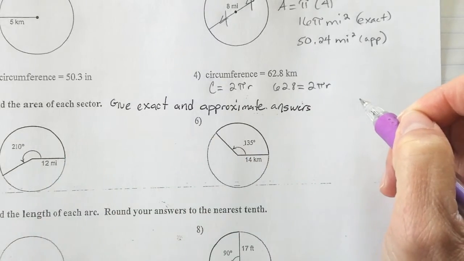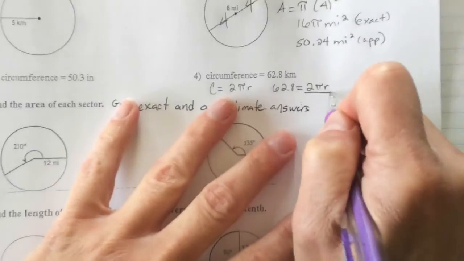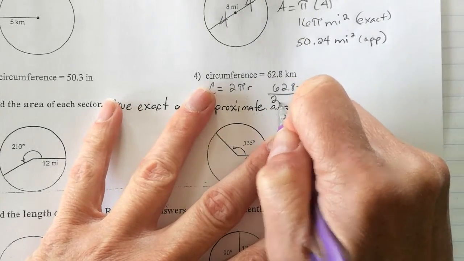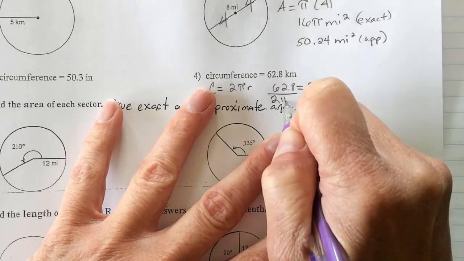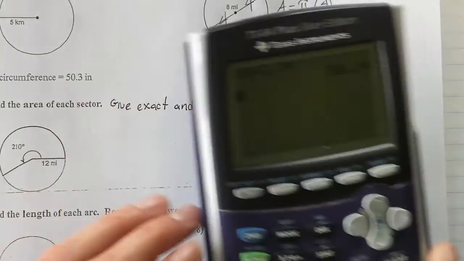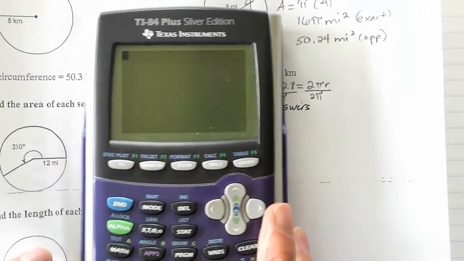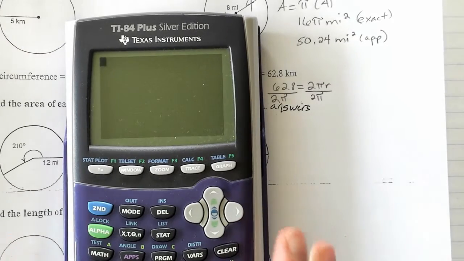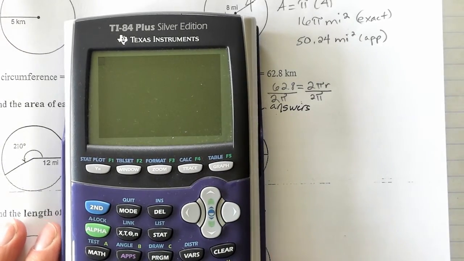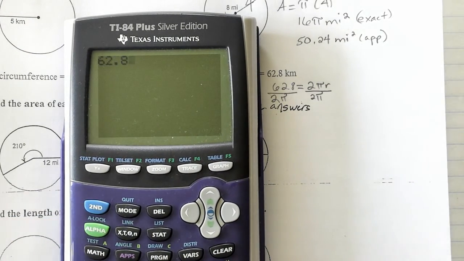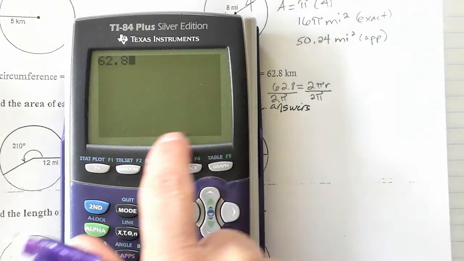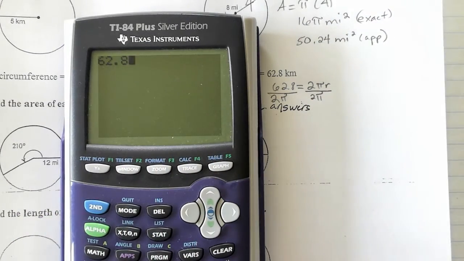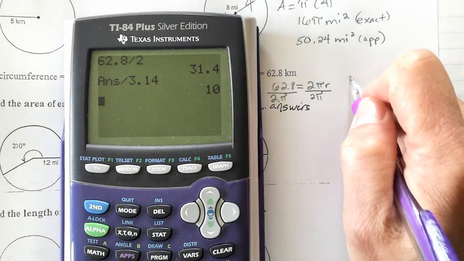And I'm actually going to do this one just in decimal form or approximate form. So I'm going to divide both sides by 2 and both sides by pi. And I'm going to put my calculator screen right in front. I don't want to block quite everything in your view. So we're going to take 62.8, our circumference. Remember, that's the walking distance around the edge of the circle. And we're going to divide that by 2. And then we're going to divide by 3.14. And that's going to give me a radius of 10.